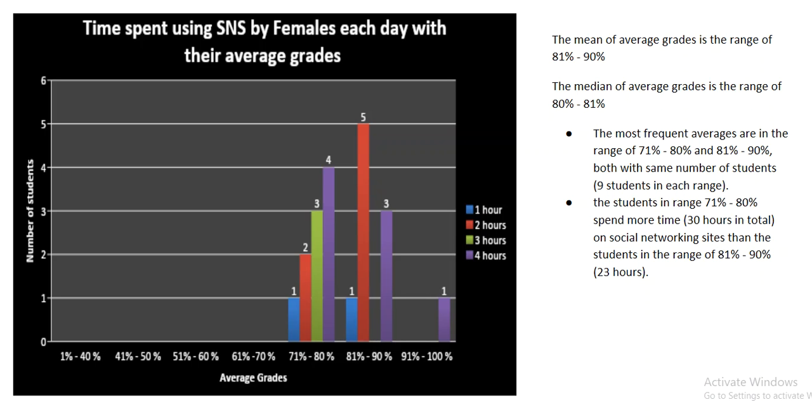However, the students in the range of 71% to 80% spend more time, 30 hours in total, on social networking sites than the students in the range of 81% to 90%. The students who are in the range of 81% to 90% spend 23 hours on social networking sites.